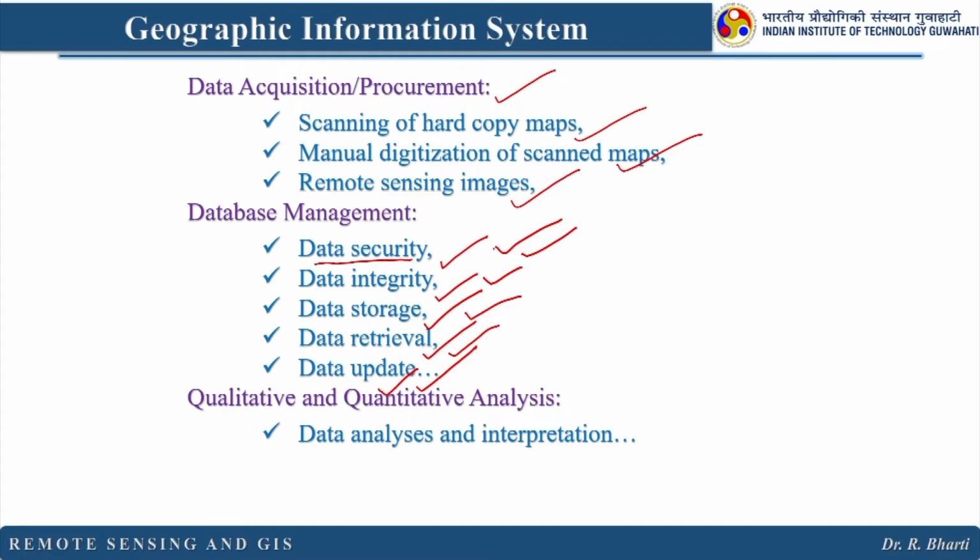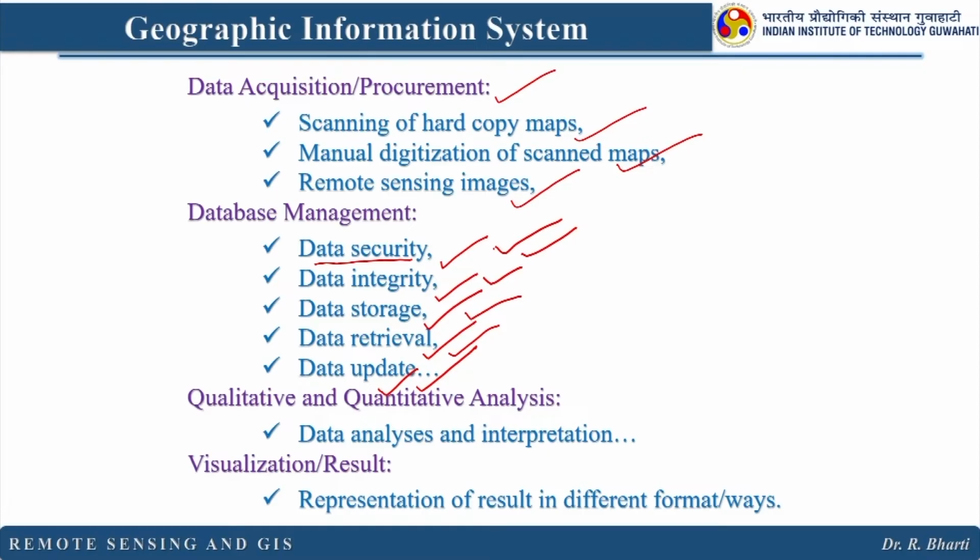Next is qualitative and quantitative analysis. So data analysis and interpretation, whether you have provided any flexibility to analyze the information available in your database, and what methods you are using. And then the next point is visualization or result. So how do you represent this result? Because if you put tabular data for, let us say, the water quality of Delhi city, visualization plays a very critical role in this GIS, because you need to decide what method or what form you are going to use to represent your data, so that the audience can understand it very easily.